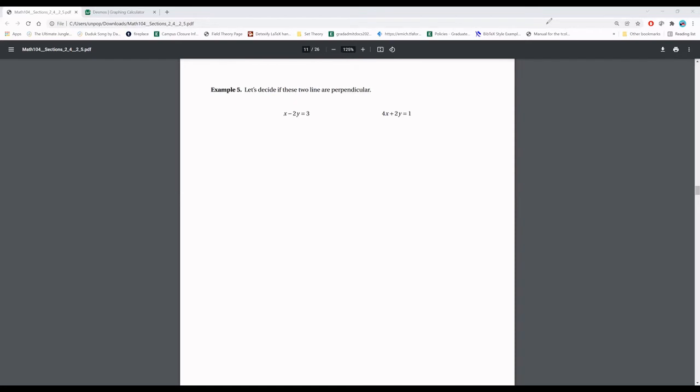All right, let's give it a try. Let's see if these two lines are perpendicular. So I'll start here. I'm going to rewrite this in slope-intercept form. I will start by just subtracting the x so that I have negative 2y is equal to negative x plus 3. There's nothing written out in front of the 3, so it's taken to be positive. So that's a plus 3.